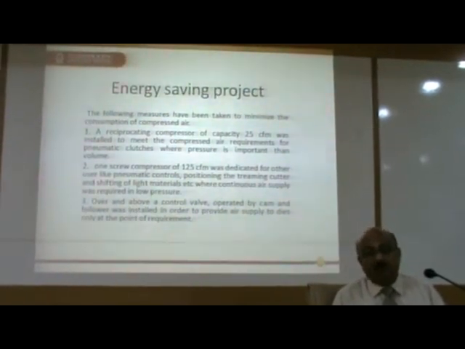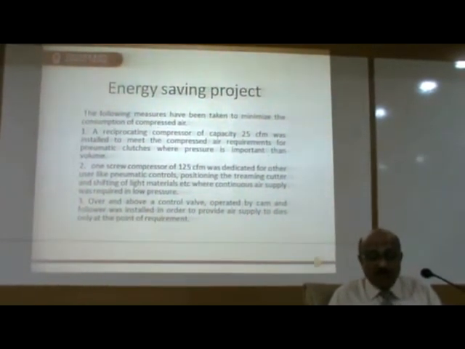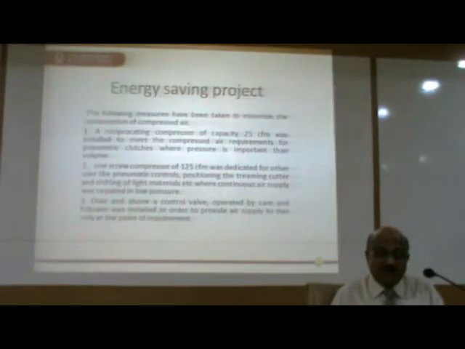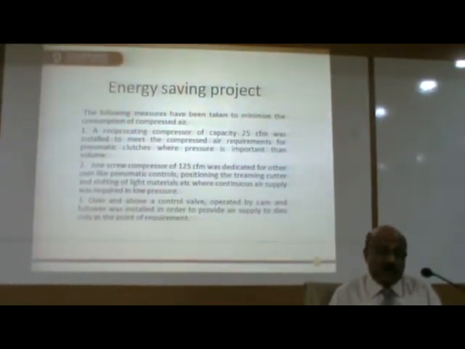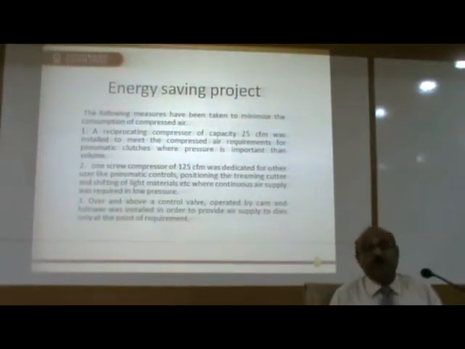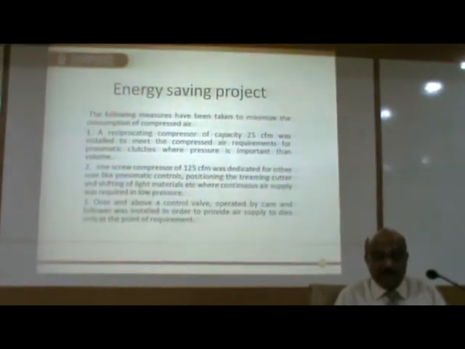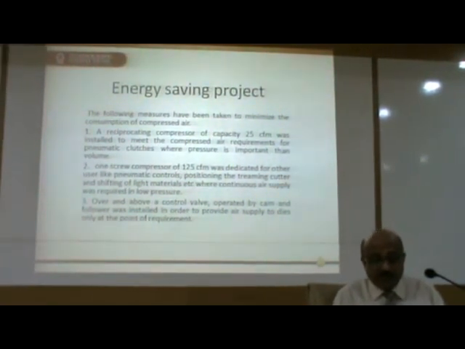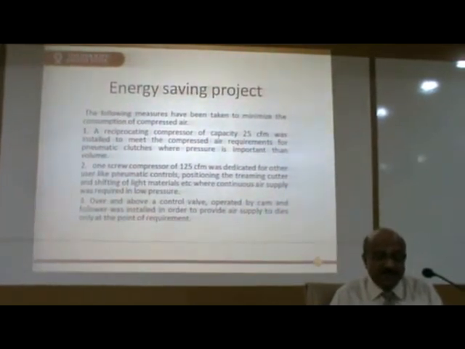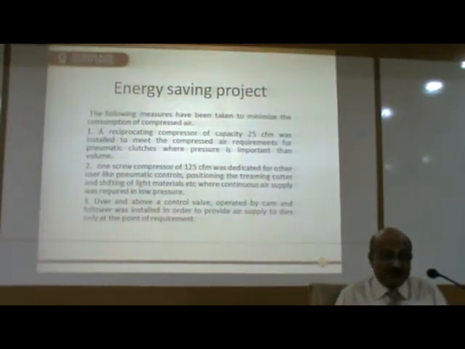The decision was a small size of compressor. Instead of a 125 cfm screw compressor, only a 25 cfm reciprocating compressor was installed to meet the compressed air requirement for pneumatic clutches, because the pressure is more important than the volume. Second, one screw compressor of 125 cfm was dedicated to other users like pneumatic controls, positioning the trimming cutter and shifting of light materials, etc., where continuous air supply was required but at low pressure.